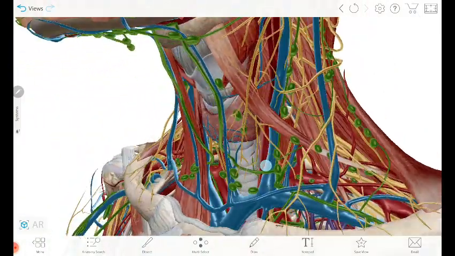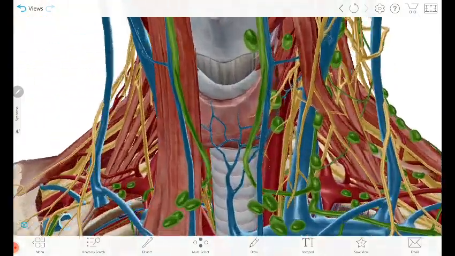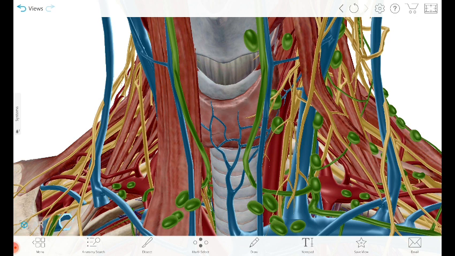So we saw the lateral boundary, the medial boundary, and the posterior boundary of the thyroid gland.